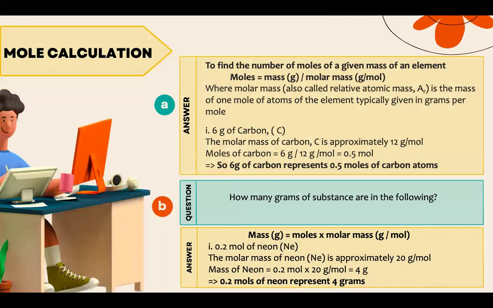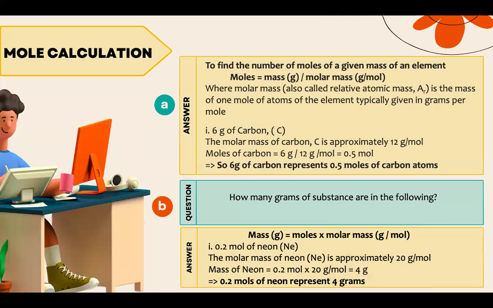The answer to question A, to find the number of moles of a given mass of an element, is by using this formula. Moles is equal to mass divided by molar mass, where molar mass, also called relative atomic mass, which is Ar, is the mass of 1 mole of atoms of the element, typically given in grams per mole.